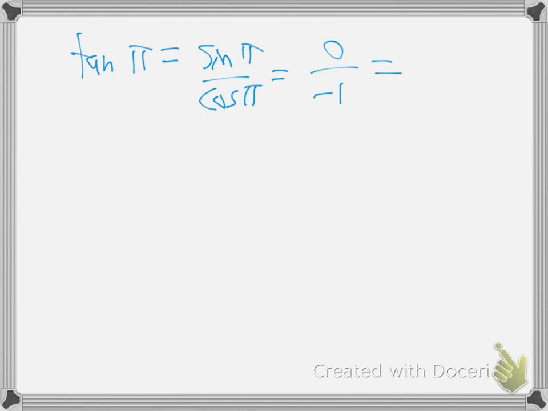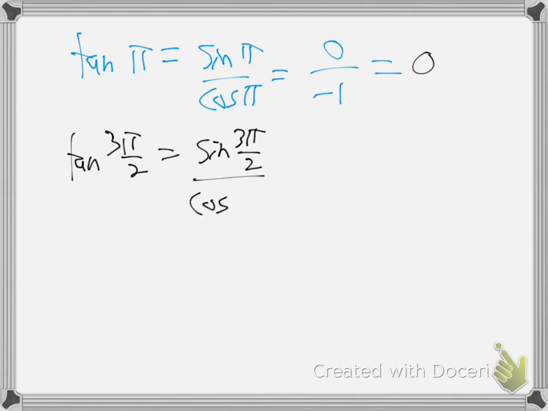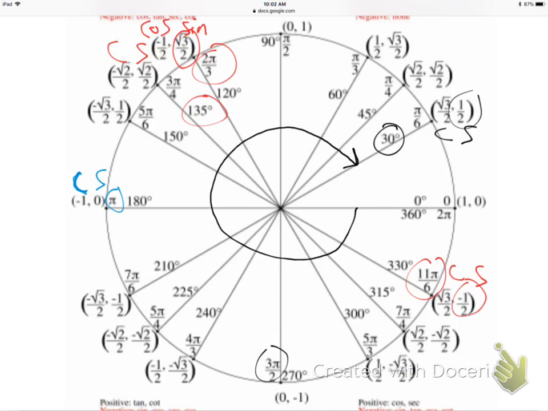Now you need to know the rules about 0 being on the top or the bottom. What does it mean when 0 is in the top of a fraction? Just 0. Now what if we did tangent of 3 pi over 2? That would be sine of 3 pi over 2 over cosine of 3 pi over 2. Let's go look that one up. 3 pi over 2 is right here.